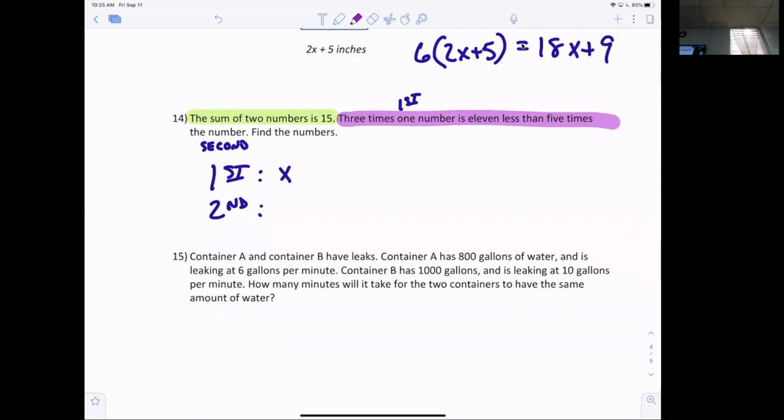15. Tell us. 15 minus X. Yes, I said X minus 15. Brilliant. The second number is 15 minus X. Now look, I'm giving you a little bit of a hard time. That's difficult.